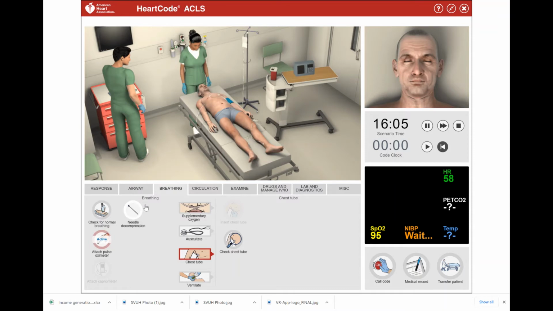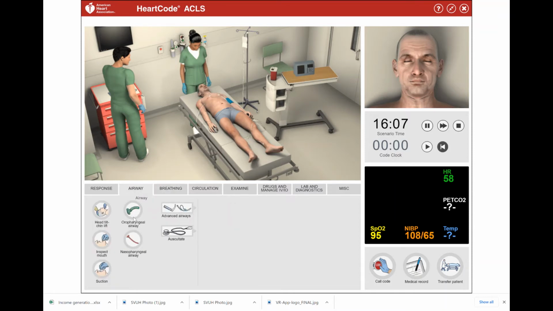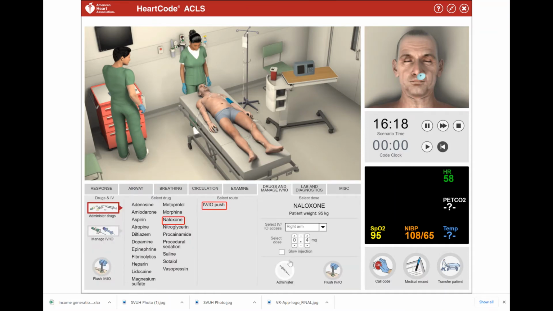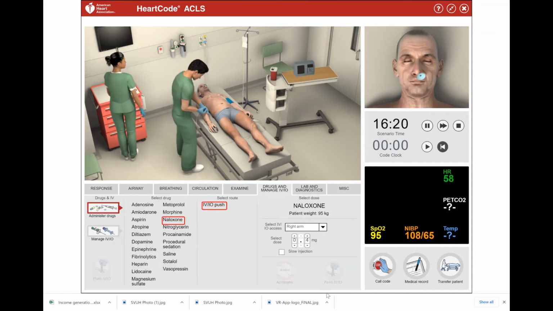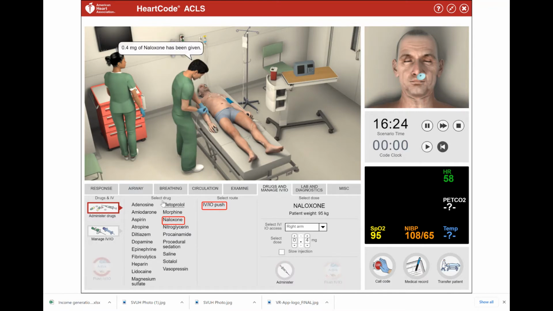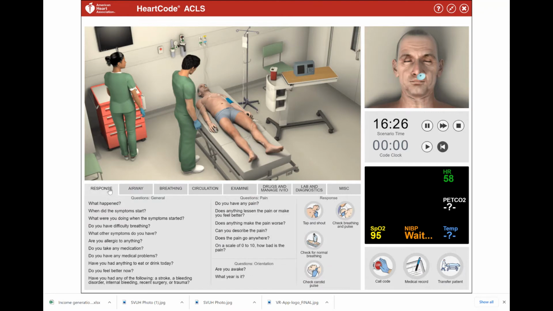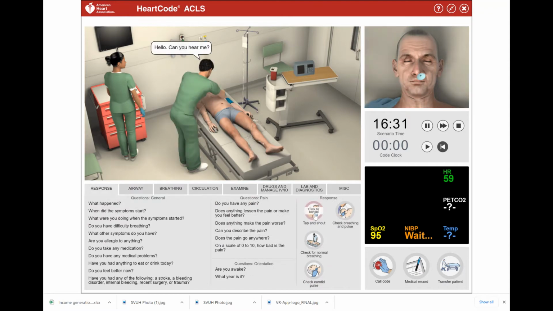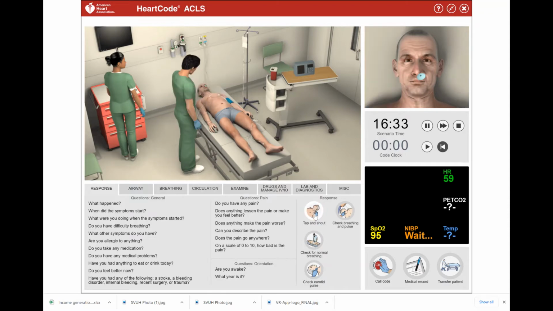So we can put our nasopharyngeal airway back in, which will help with his breathing. And then we'll give him the naloxone, just try and wake him back up a little bit. 0.4 milligram of naloxone has been given. Flushing. And see how he is now. Hello, can you hear me? Mr. Grow. No. Okay.